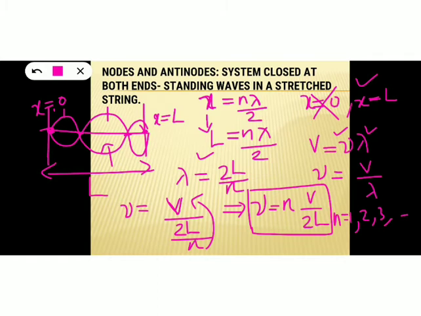So the frequency of vibrations of a stretched string of length L is nu equal to n into v by 2L, where n is an integer, v is the velocity and L is the length of the string. This set of frequencies at which the string can vibrate are called natural frequencies, or modes of vibration, or harmonics. So three different names are there.